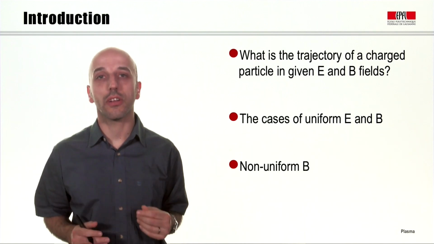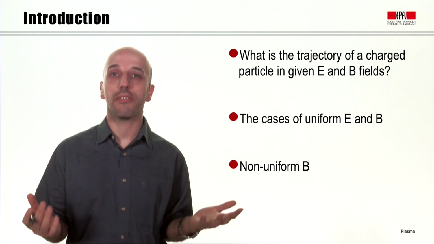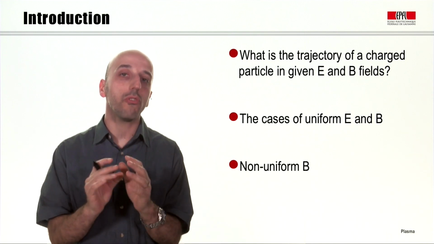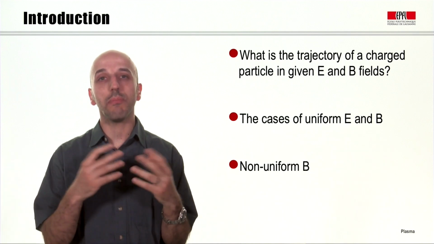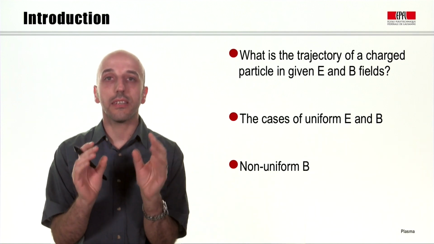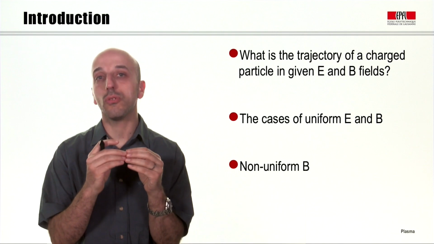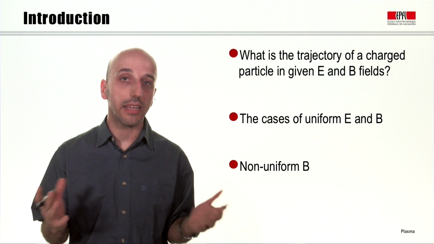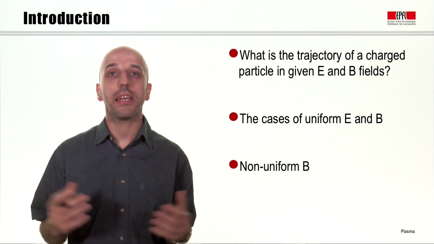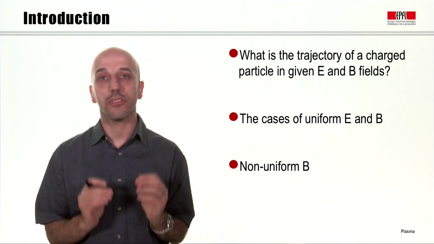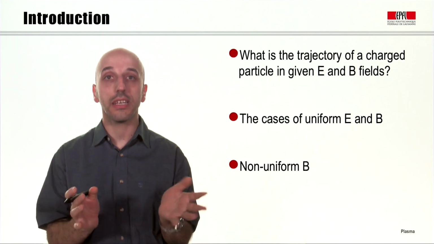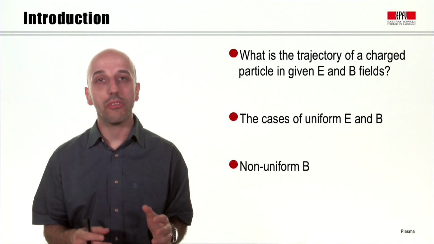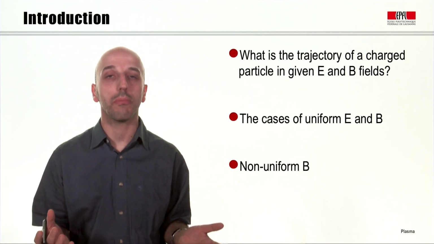What is the trajectory of charged particles in given electric and magnetic fields? Well, in the past module, we have focused our attention on the simplest possible scenario, that is the one of a constant uniform magnetic field. We will now turn our attention to more complicated settings. We will first consider the one of a constant electric and magnetic field, and then we will turn our attention to the case of a non-uniform magnetic field.